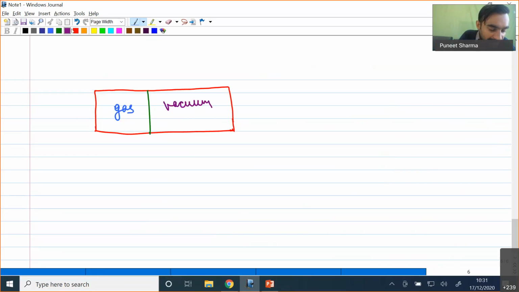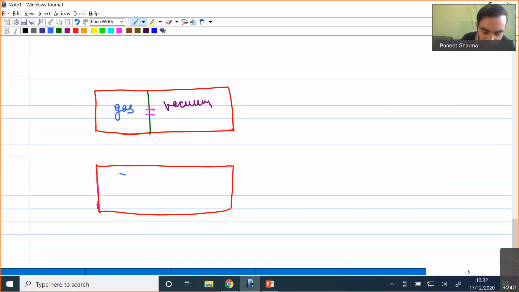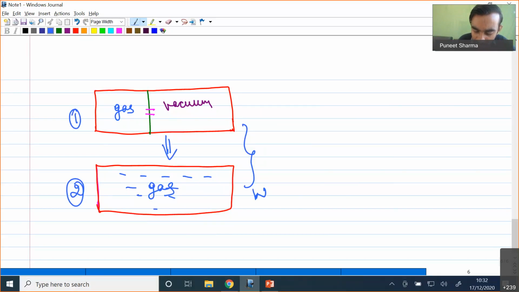Now what is happening, we have the rupture of this intermediate wall. If we are having rupture of the intermediate wall, this gas will be occupying our entire system. So after the rupture, in our entire container, we will be having nothing but gas. Now you have to determine that while this transformation has taken place from state 1 to state 2, what is the amount of work which is actually done by the system. That is something which we have to estimate.